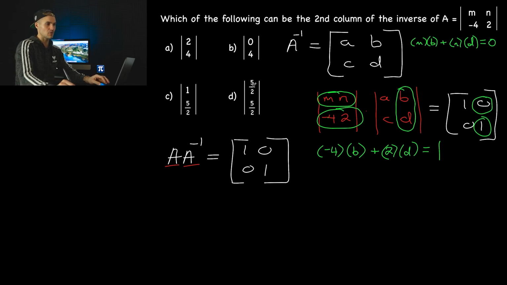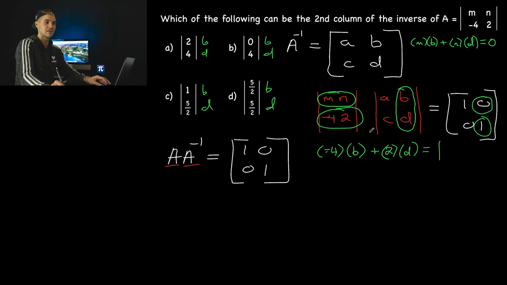And now basically what we can do is just plug in these here for B and D, because these represent potential second columns of the inverse. And we could just see which one of these is going to satisfy this. So if we plug in 2 and 4, -4 times 2 plus 2 times 4, that's going to give us 0. That's not going to satisfy it. If we plug in 0 and 4, -4 times 0 plus 2 times 4, that's going to give us 8. That's not going to satisfy it. Over here, -4 times 1 is -4 plus 2 times 5 over 2. That would give us 5.